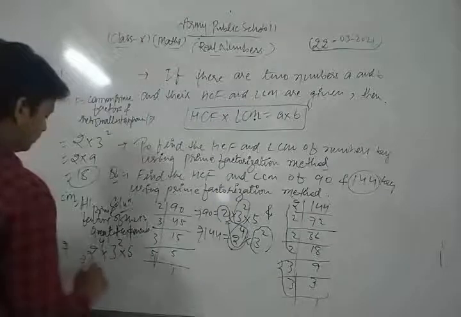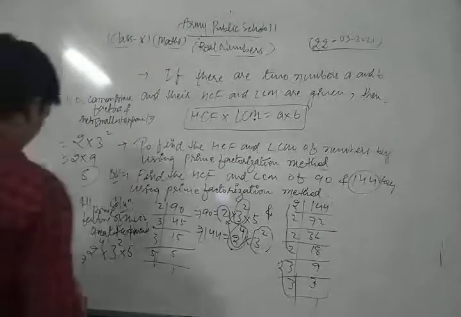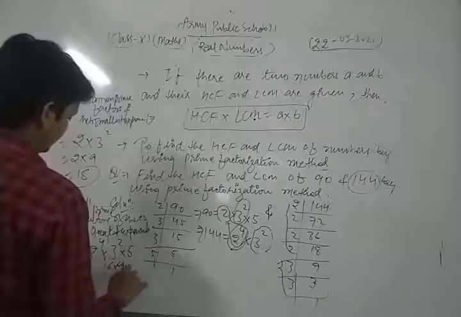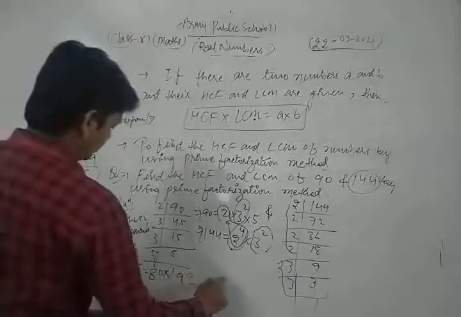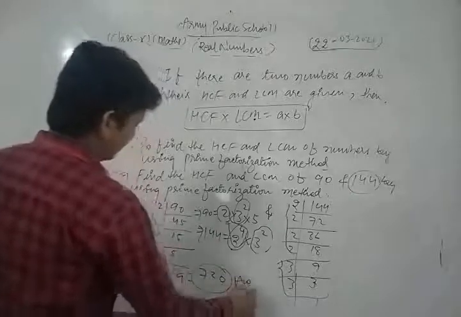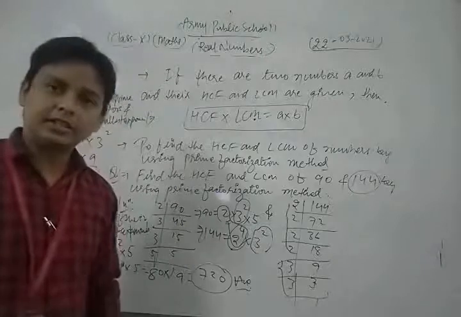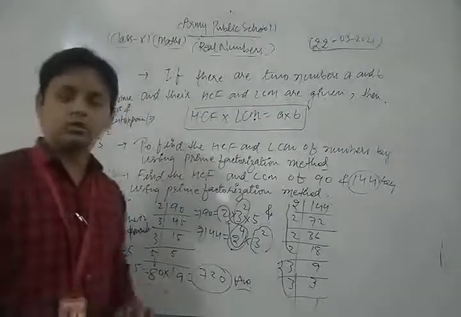So we simplify them. 2 power 4 is 16, into 9 into 5. 16 into 9 is 144, and 144 into 5 is 720. So 720 is the required LCM of the given numbers.